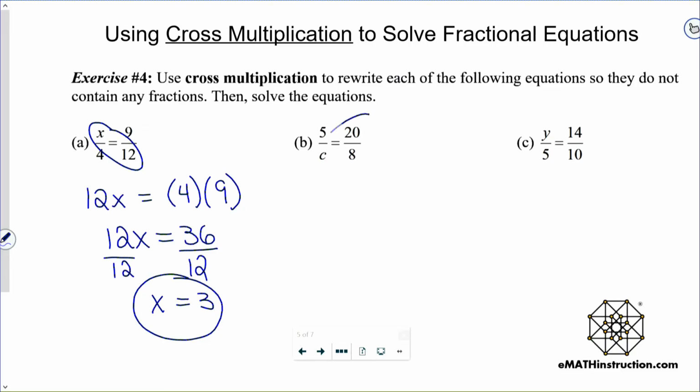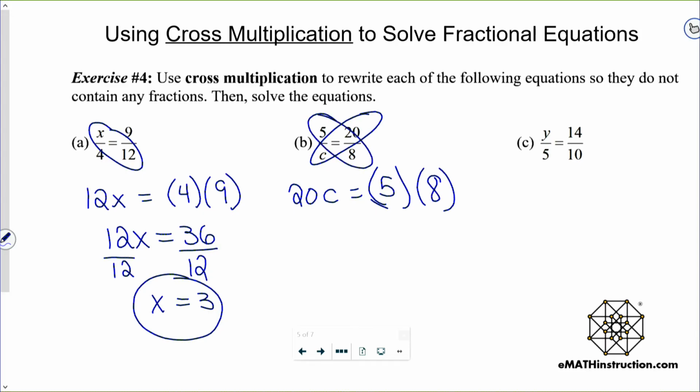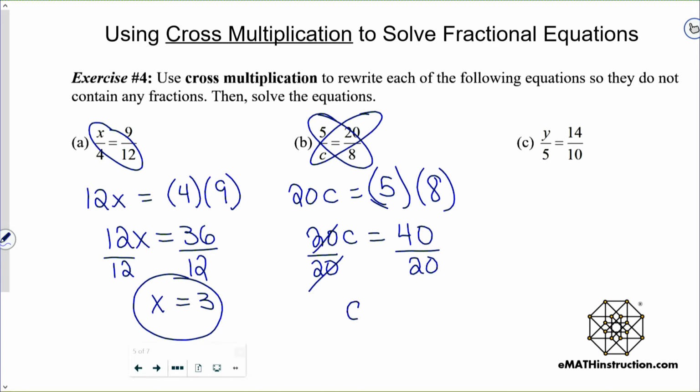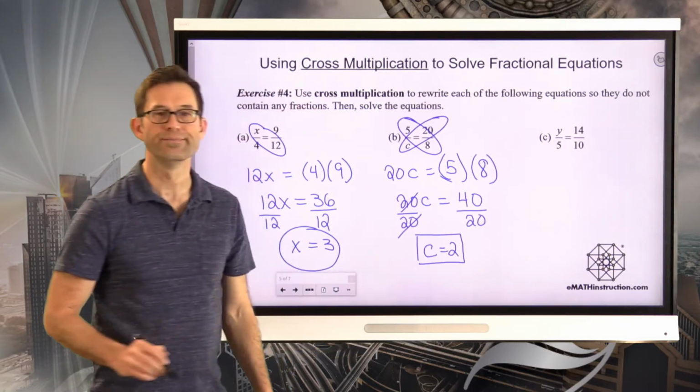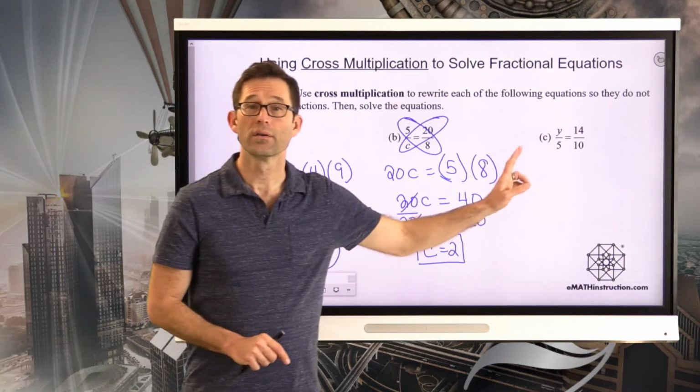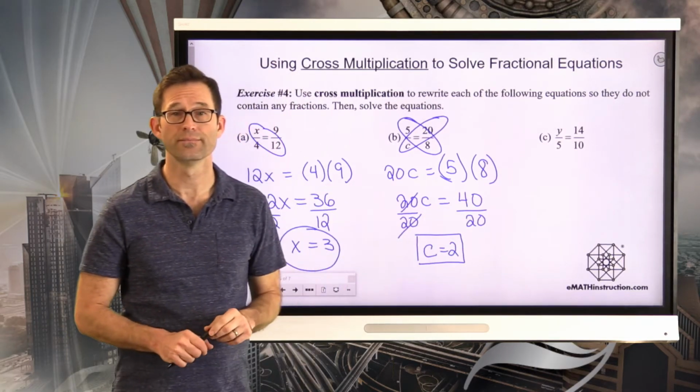You can just say, well, I'm going to do 20 times c is equal to 5 times 8. Whoops. That's the other part of the butterfly here. 5 times 8 is equal to 40. And now I just need to divide both sides by 20. And 40 divided by 20, we're all comfortable with, should be 2. All right. Why don't you use this technique to solve the equation in letter C?